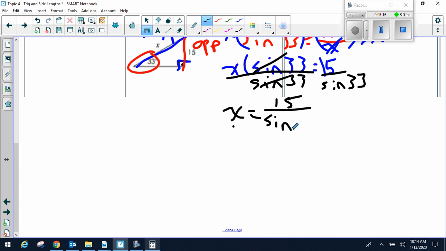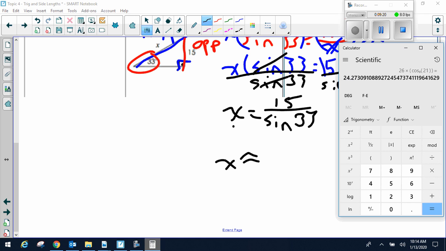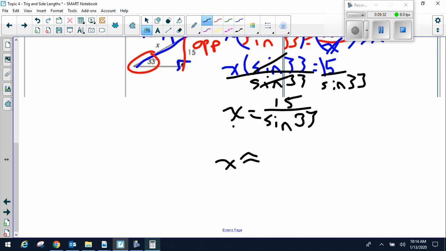So just like before, you were going to get your calculator at this point. So you're going to type in 15. You're going to hit divided by, because now you're dividing, open parenthesis, the angle, and then the trig function that you're dealing with. It equals, and you get your answer to be 27.5.